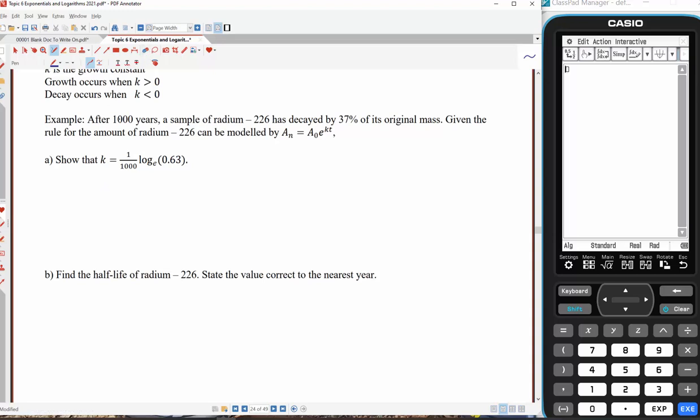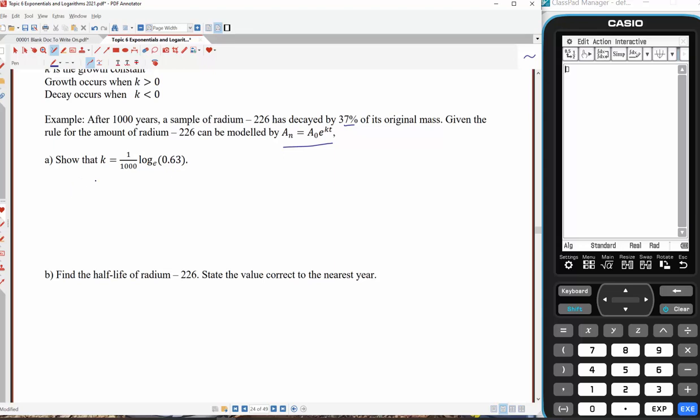All right, so here's an example of obtaining the k value and then finding the half-life of radium-226. After 1,000 years, a sample of radium-226 has decayed by 37% of its original mass, i.e. 63% of it remains. Given that the amount of radium-226 can be modeled by A(t) = A0 e^(kt), first of all, show that the k value is this.